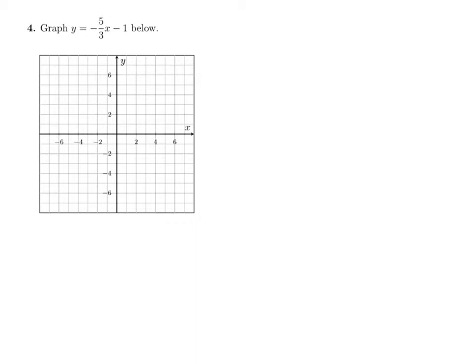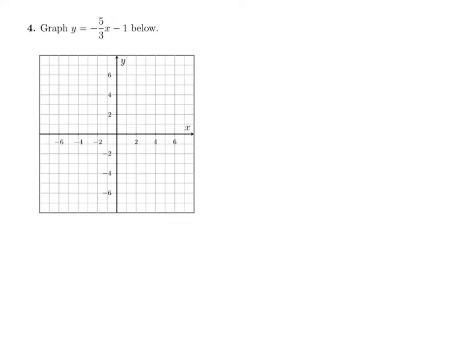In problem 4, we're asked to graph y equals negative 5/3 x minus 1. This is a linear equation in two variables, and it's written in slope-intercept form. So our easiest approach to graphing will be to plot the y-intercept, and then use the slope to find additional points on this line, which we can then connect with a straight line.